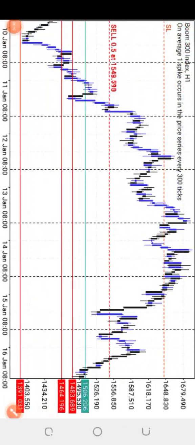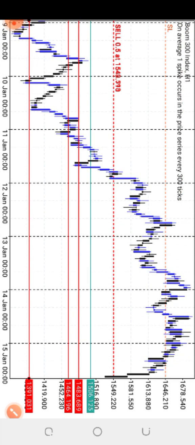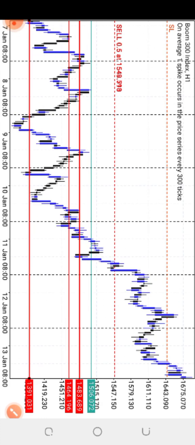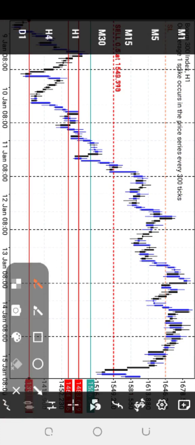You can find it everywhere, but it depends. The question is, does price tend to mitigate every order block? The answer is no. It's not every order block that price mitigates. You can see here, this is a bearish order block, and there's another order block resting there.